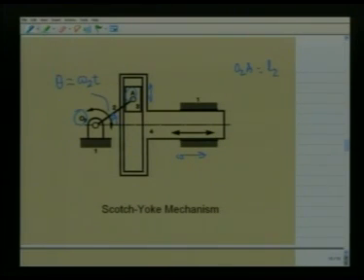Then the position of this link 4, which can be represented by this point, is given by x. It is easy to see that x is nothing but L2 cosine theta, that is L2 cosine omega t. So we have produced simple harmonic motion out of continuous rotation.